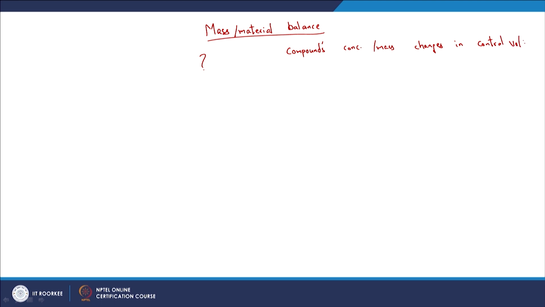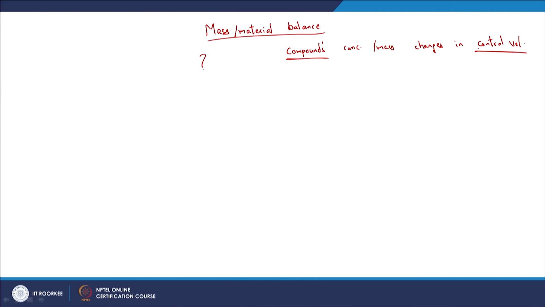So obviously, what do I need to identify? I need to identify the compound upon which I am applying the mass balance, obviously, right? So I am going to first identify the compound upon which I am applying the mass balance, and then I am going to identify the control volume.